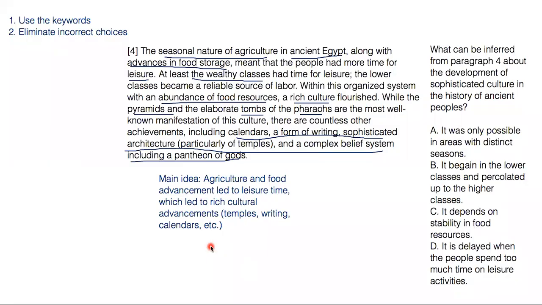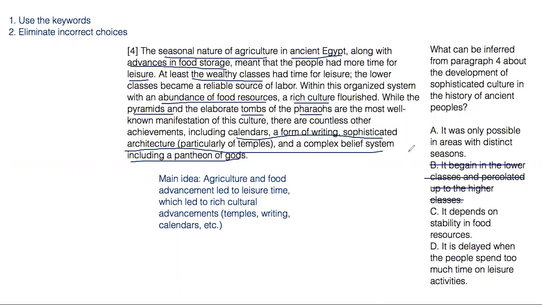Strategy 2 says to eliminate incorrect choices. So based on the keywords and the main ideas that we've pulled out, are there any choices here that we can eliminate? Actually, there are. Most notably, it says here, it began in the lower classes and percolated up to the higher classes. So what can be inferred from paragraph 4 about the development of sophisticated culture in the history of ancient peoples? Well, we just saw here only the wealthy classes had time to develop these things. So it could not have started in the lower classes and worked its way up. We know that that has to be wrong.